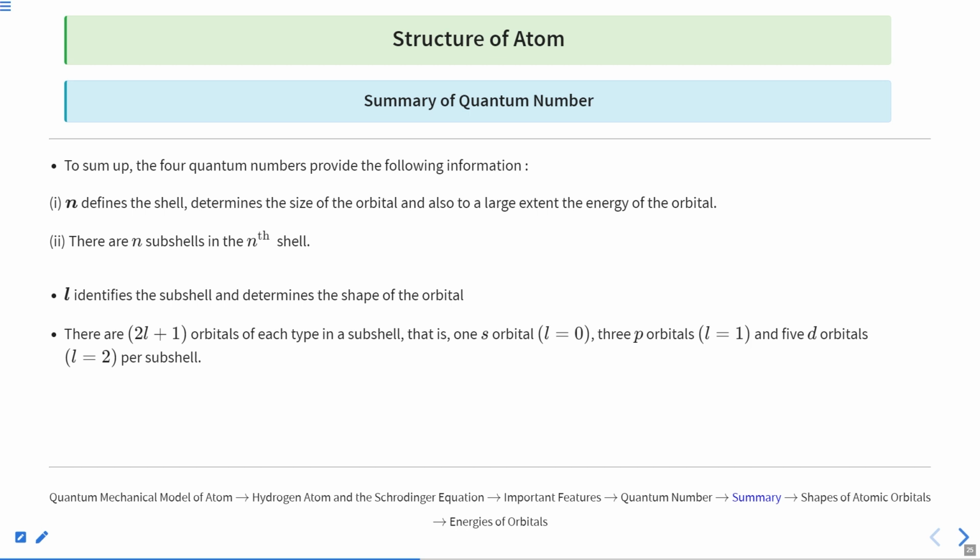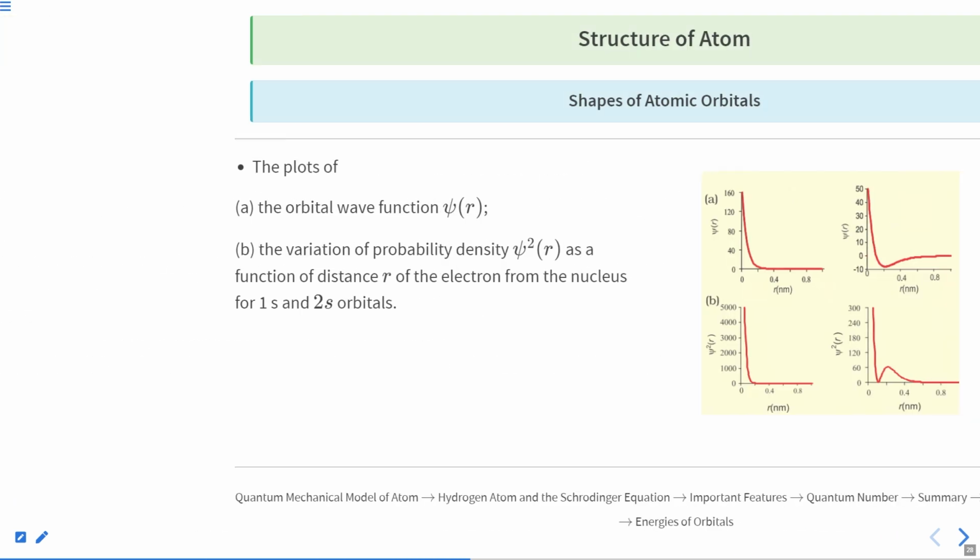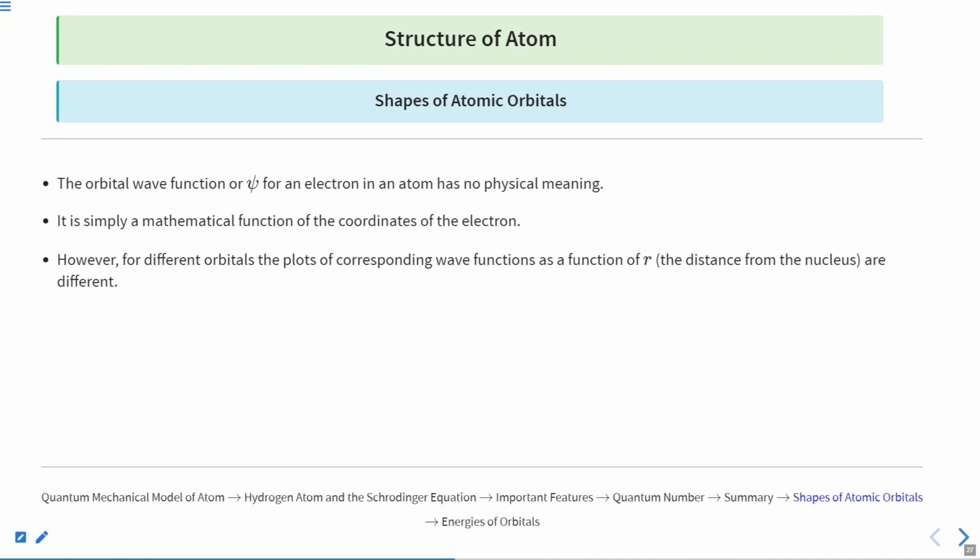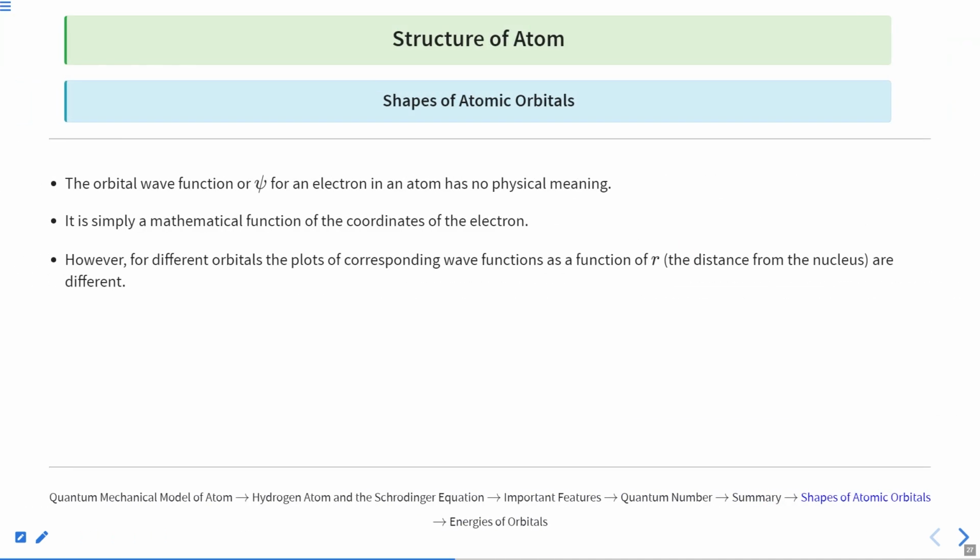Now the things were summed up. I have already summed it up, so I will not sum it up again. Now we will move to the shapes of atomic orbitals.